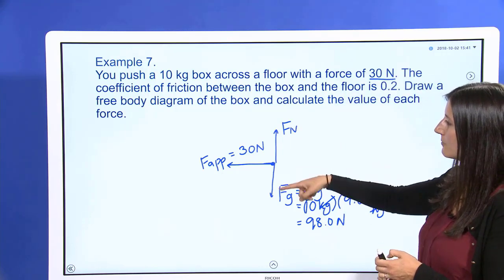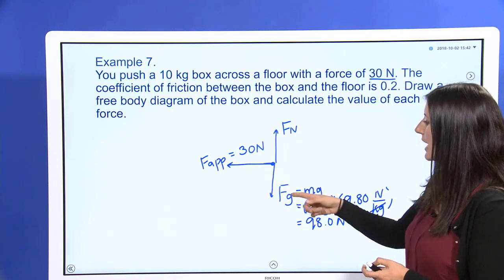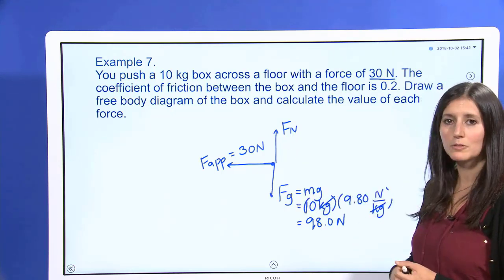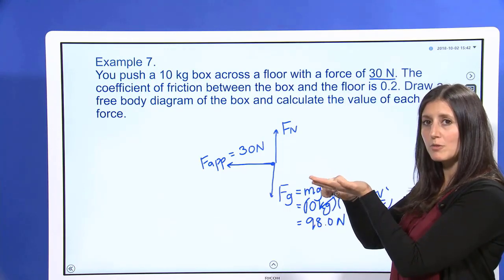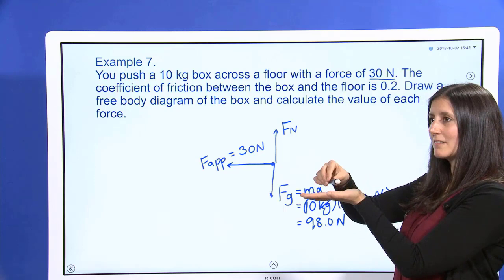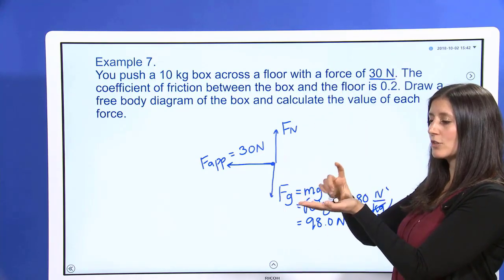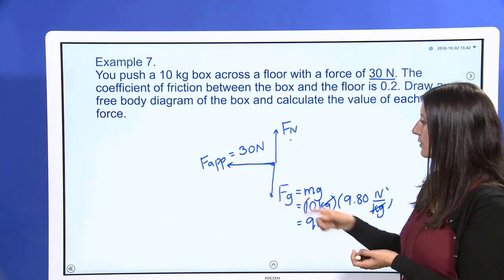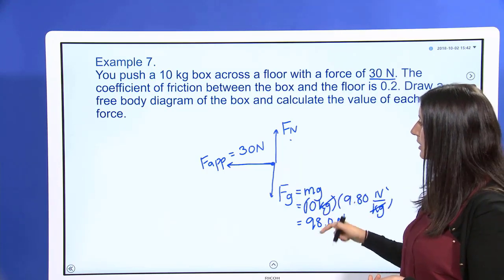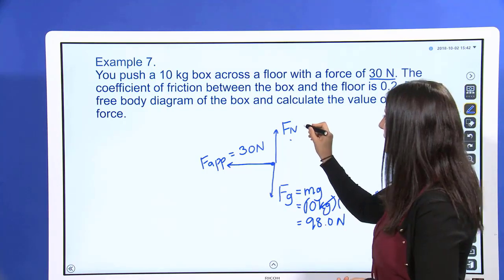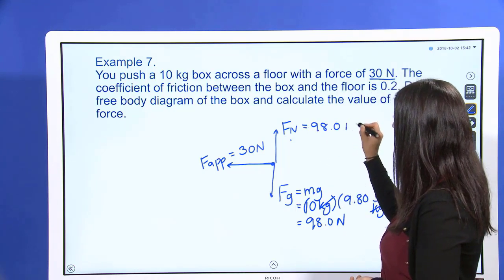There are no other forces acting up or down in this question. So that means that the force of gravity and the normal force must balance each other out. Otherwise, my box is either going to fall through the floor into the ground or it's going to fly up into the sky. That's not happening. It's staying on the surface. So the two forces, the normal and the force of gravity, must cancel one another out. They must be equal in magnitude, but opposite in direction. So my normal force then has to be 98.0 newtons pointing up.